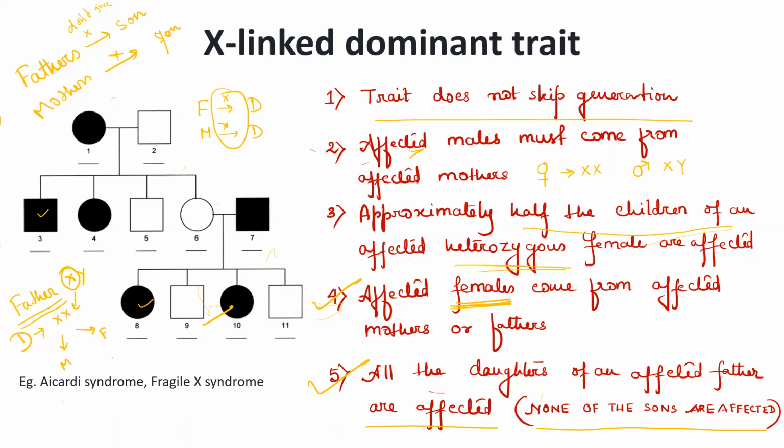So all daughters of an affected father are affected. If an affected father has a daughter, then for sure the daughter is going to be affected. That means the daughter will be a diseased one. Examples are what? Akari syndrome, Fragile X syndrome, then Rett syndrome is also there. Vitamin D resistant rickets. All these are prominent examples of this X-linked dominant trait.